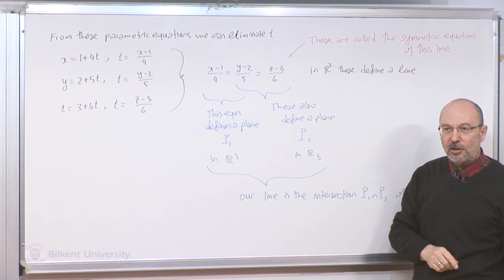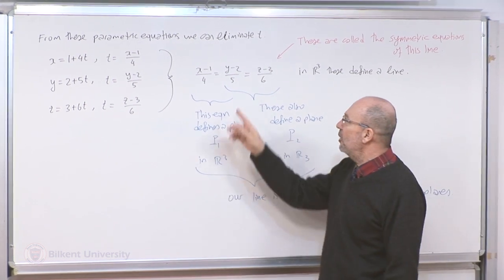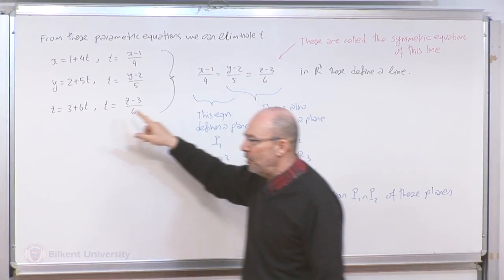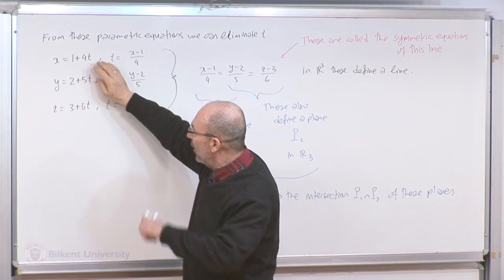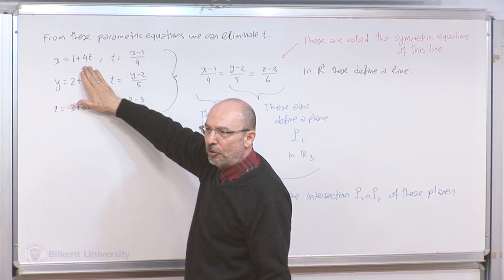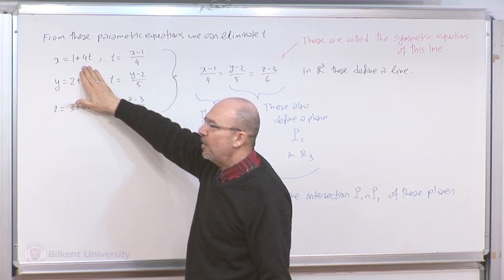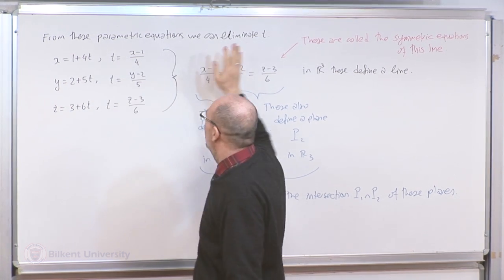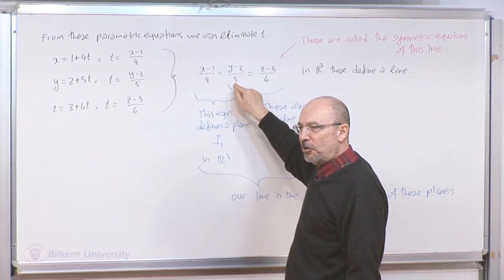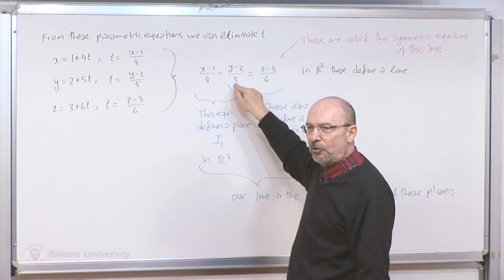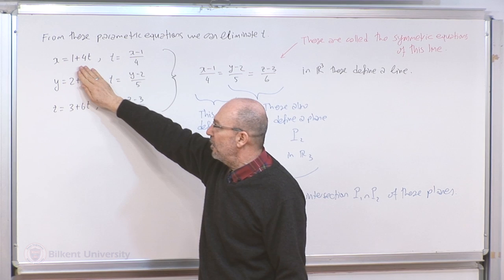Okay, so the question is, what if one of these entries was 0? Suppose instead of 5 we had 0 here. Then we don't have t here, so you don't attempt to eliminate t. This is just a different equation, y equals 2, so this equation does not appear. If the direction that the line is parallel to has a 0 in one of its coordinates, then that equation does not appear, but you have instead something like this.